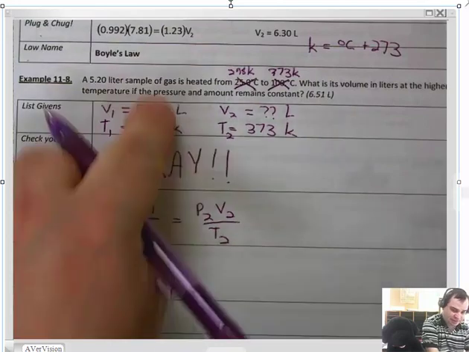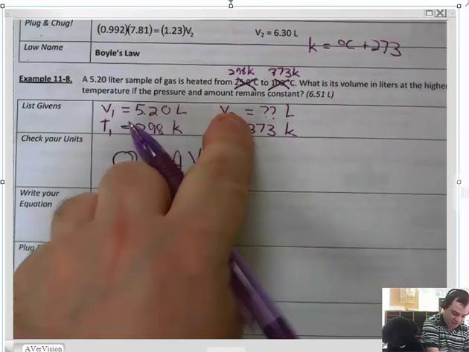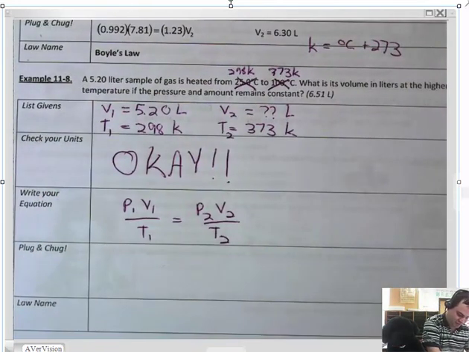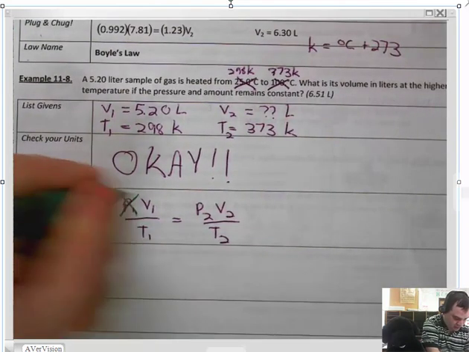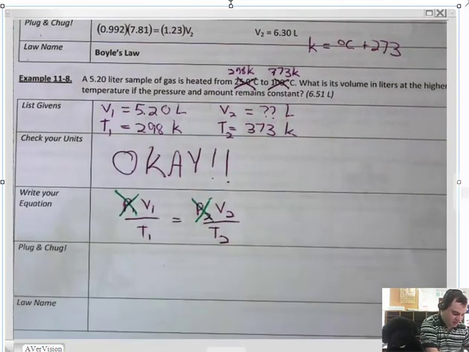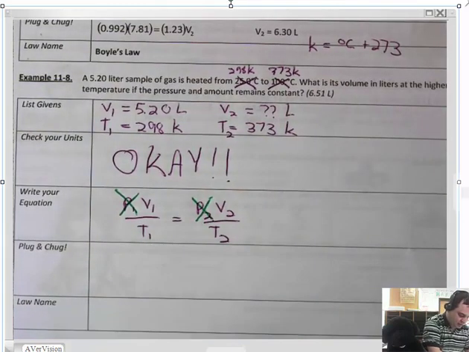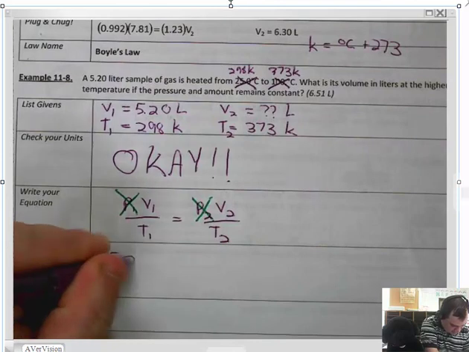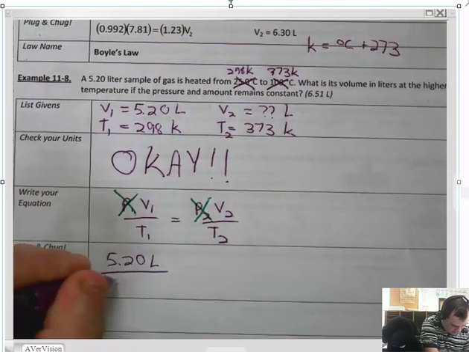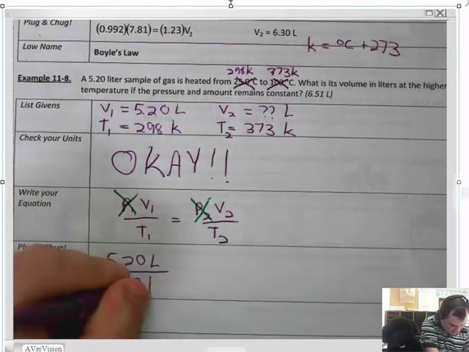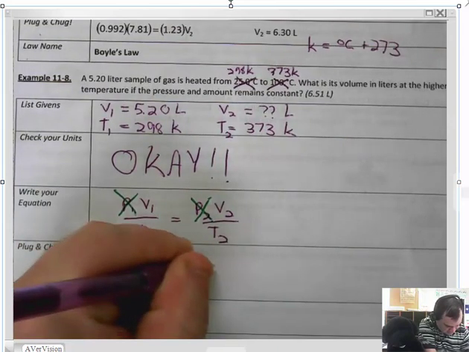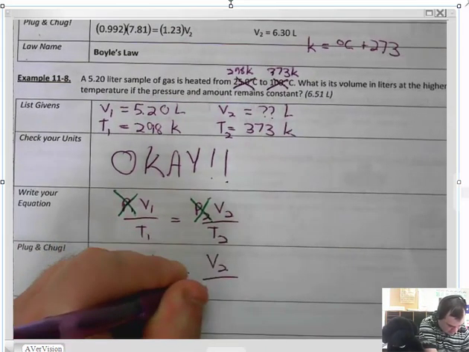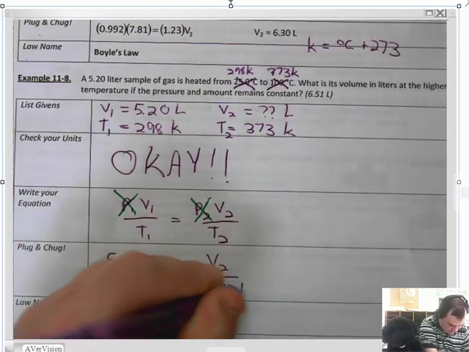Now notice it says the pressure is constant and the amount. You never see me write down moles for this equation. So what we're going to do here is cross out our P1 and P2. So we're going to use the equation V1 over T1 equals V2 over T2. This is going to be 5.20 liters over 298 Kelvin equals V2 over 373 Kelvin.